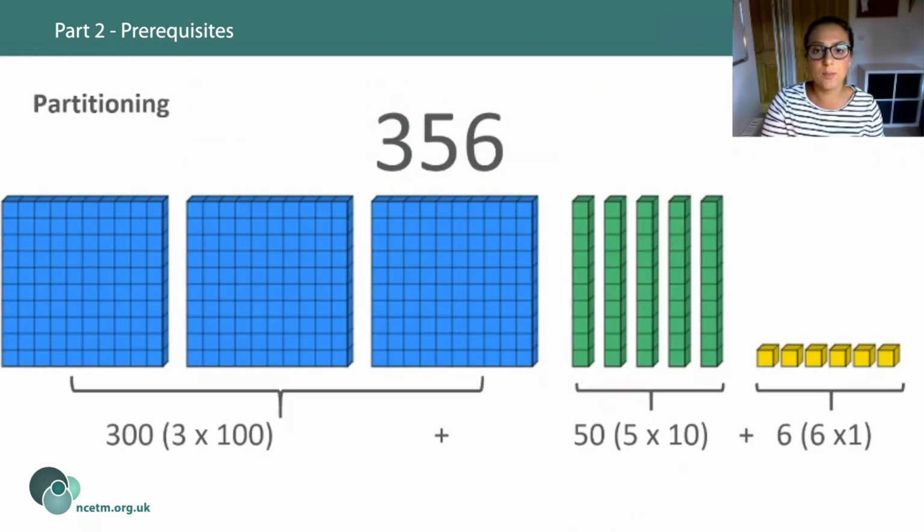And partitioning, I want pupils to be able to partition really successfully. So the 356 is actually 3 lots of 100, 5 lots of 10 and 6 lots of 1 together. So being able to partition a number, and that will support them in other key skills that we expect them to be able to do, multiplying, grid method multiplication, that kind of thing.